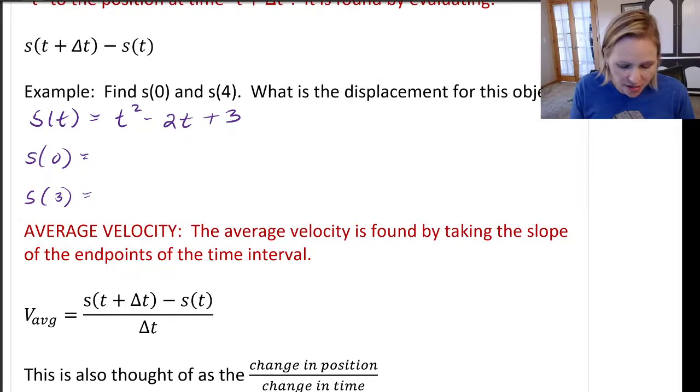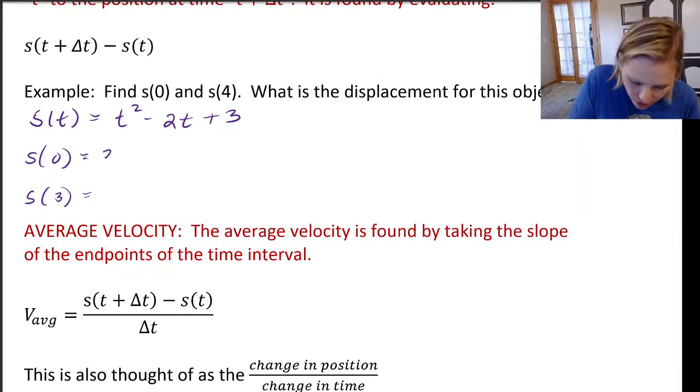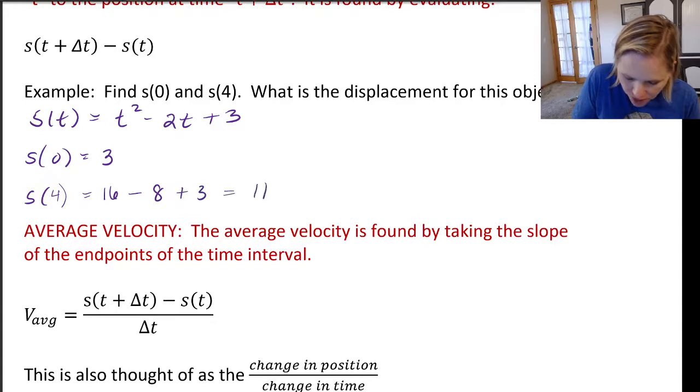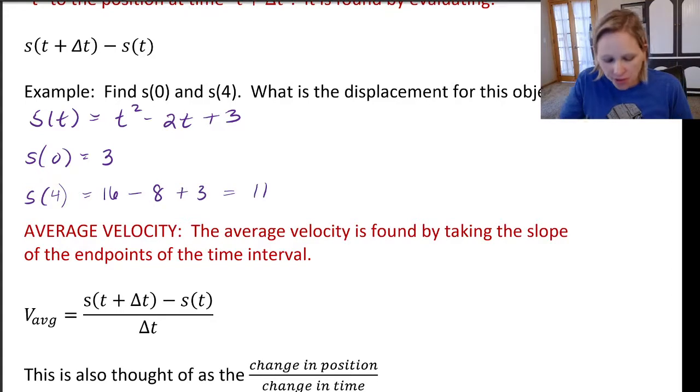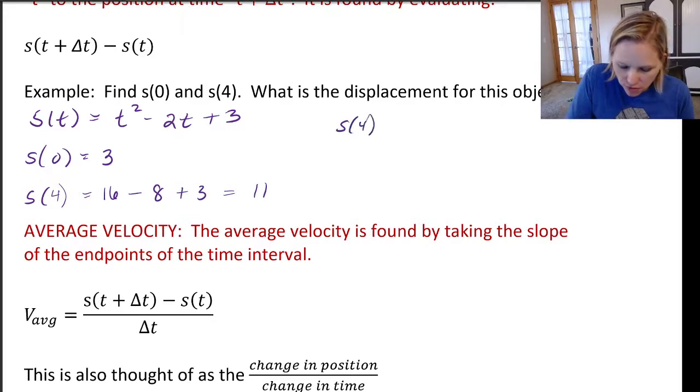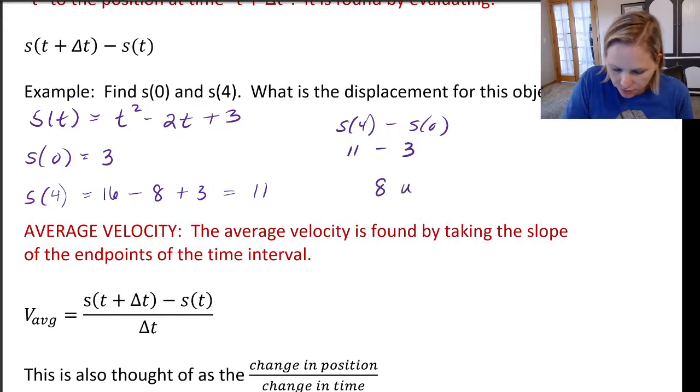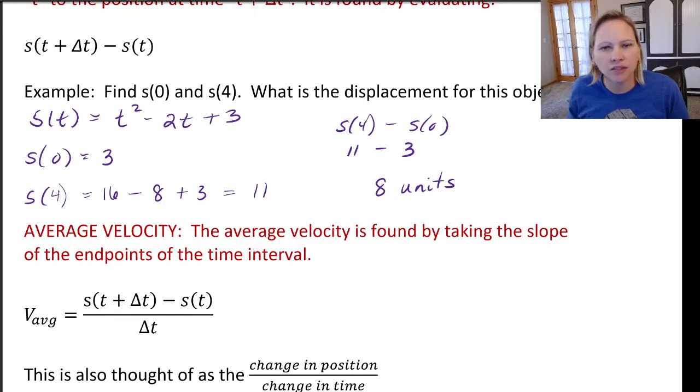First, we need to find s of 0, so I'm going to plug 0 in, I get 3, and then I need to find s of 4. So that's going to be 16 minus 8 plus 3, that's going to be 11. So my total displacement is simply s of 4 minus s of 0, so where I am now minus where I started from, that's just going to be 11 minus 3, or 8 units. So that's how far I have gone during these first 4 seconds.